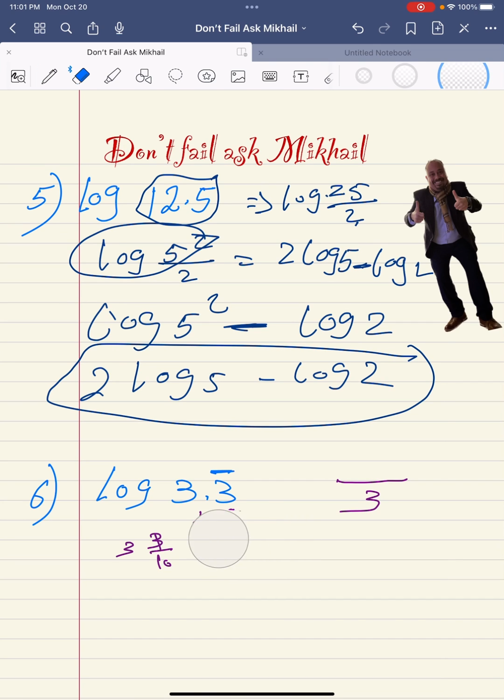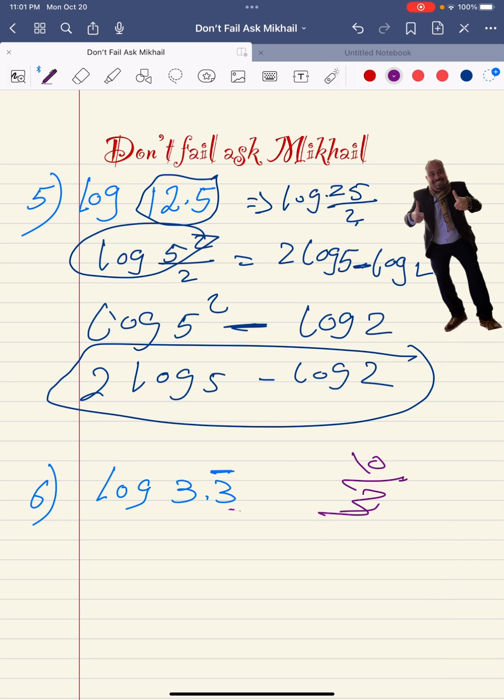Log 3.3. Two numbers you multiply give you 3. And the decimal here is so excellent. Someone here is saying 10. Yes. Oh, I'm sorry. I made that mistake. 10 over 3. What is 10 divided by 3?